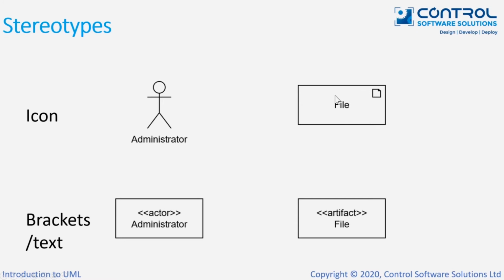The other type that I've shown here is an artifact. An artifact is something that is deployed onto your system that is relevant to the system, so a configuration file, for example. This can be represented by a box with a little document in the corner, and then the name, or it can just be a straightforward box. And sometimes you see different combinations of these as well.